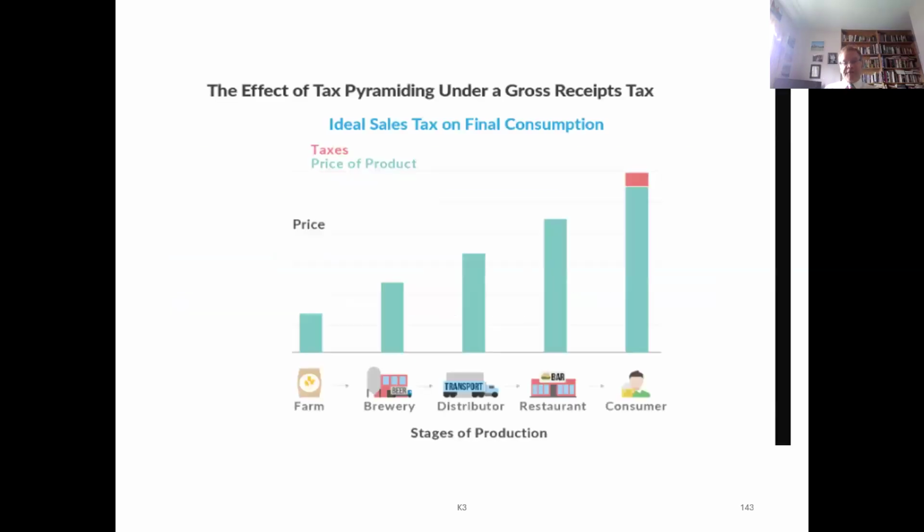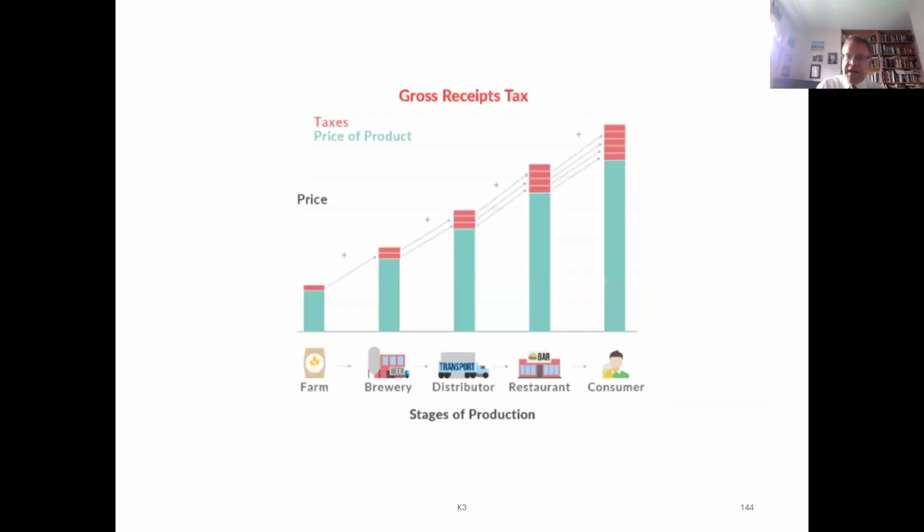If you look at the effect of tax pyramiding under a gross receipts tax, it goes from the farm to the brewery to the distributor to the restaurant to the consumer. And the ideal is just a sales tax on the final consumption. So when it's gone intra-business, no sales tax, at the end just with the consumer. The alternative would be that each element charges sales tax and the other side reclaims that, but that would then no longer be a sales tax. It would be more like VAT.